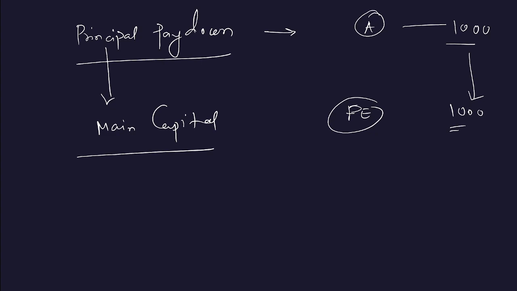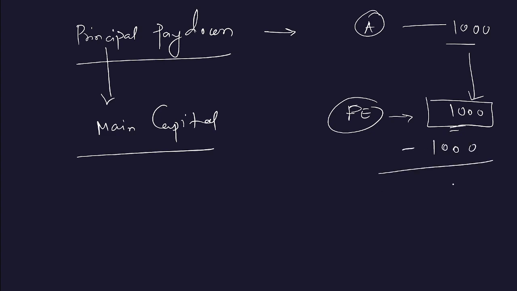But after 1 year, the fund received proceeds from the XYZ company. So now the fund has received some amount, and it decided to repay the principal amount to the investor back. Not the full amount, but a partial amount. That's where you see the pay down terms like partial pay down and full pay down. Full pay down means you pay the entire 1000 rupees.